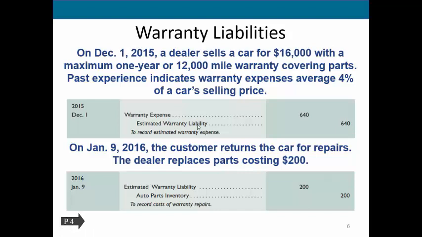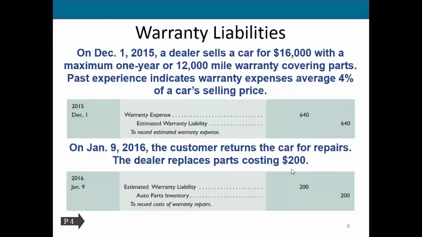This will remain a liability on our books until one of two things happens. Either the warranty period expires, meaning that the 1 year or 12,000 miles expires. If we didn't have to pay anything, then we would end up getting rid of this liability. Or if we do have to pay something, we would make adjustments to this estimated warranty liability. Let's say that we end up a little while later have a customer and they return for car repairs, and those repairs are related to our warranty promise, so these repairs are an expense to us. This is going to be a $200 warranty liability.